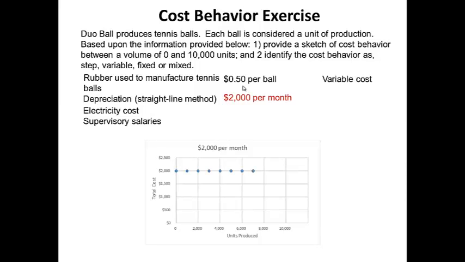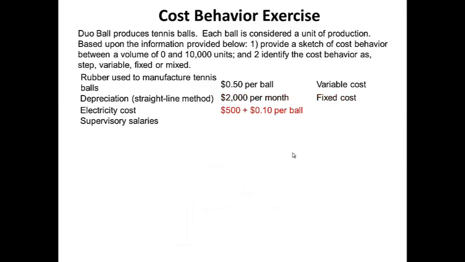Okay, now we see the graph of depreciation at $2,000 a month, and you'll notice from 0 units produced all the way through 10,000 units produced, that cost remains the same. It's a flat line across all levels of production. So in this particular case, that type of cost would be considered a fixed cost. Okay, now let's go on to the cost of electricity.